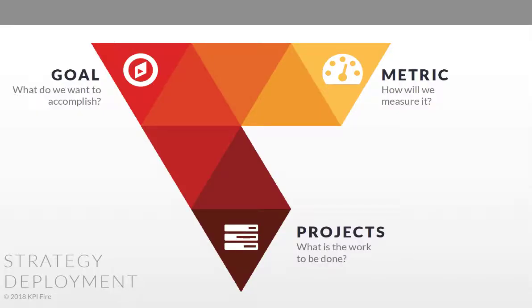Metrics in KPI Fire are one of the three main record types. Goals, projects, and metrics are those three, and metrics are basically the data element. When we look at this little triangle here, goals are what we want to accomplish, metrics are how we're going to measure it, and projects are the actual work to get done. So I'm speaking specifically about the metrics area in KPI Fire.